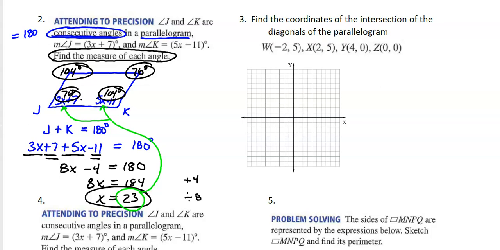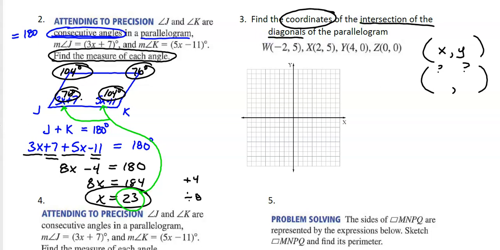Number 3, going on the coordinate grid, find the coordinates. So basically they want me to find an XY pair. That's what we're trying to figure out here. What are these two numbers that are the intersection of the diagonals? Well, intersection of diagonals basically means it is the midpoint. We learned how to do this in chapter 1, so I'm going to go back and refresh it.